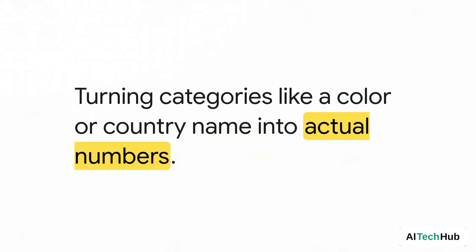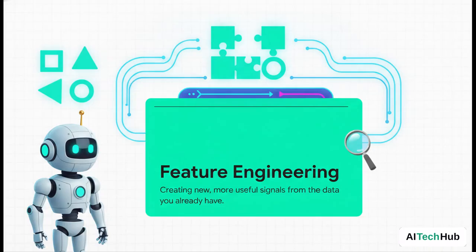Transformation also covers a neat process called encoding. You know how algorithms only speak math, right? Well, encoding translates words and categories, say a color or a country name, into the pure raw numbers a machine learning model actually demands. Moving on to step 3, feature engineering.